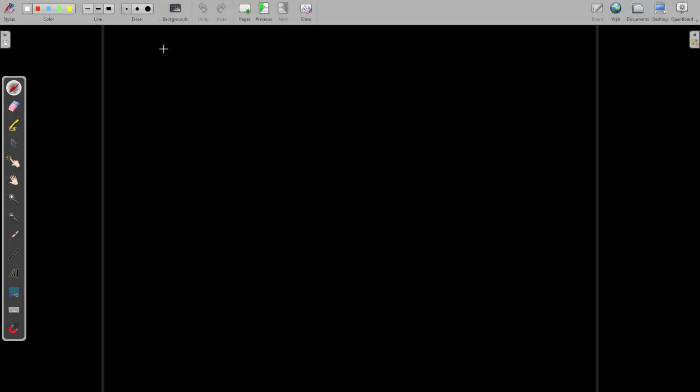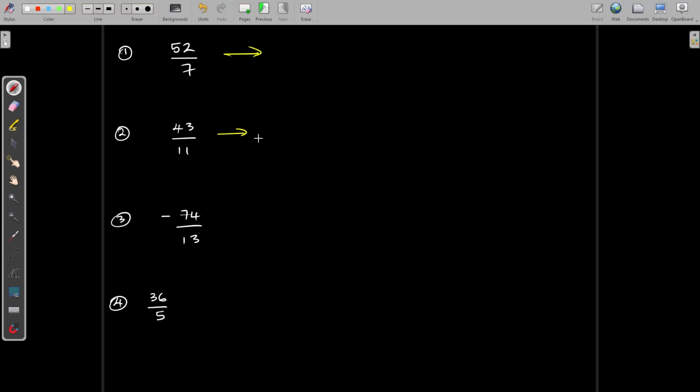Alright, so try these. We're given 52 over 7, 43 over 11, negative 74 over 13, and 36 over 5. And we need to convert each of these to a mixed fraction.